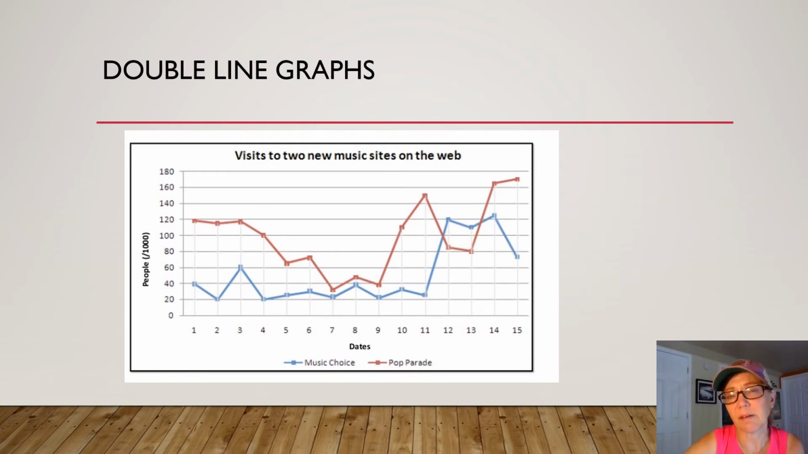A double line graph is the same thing. You're showing a trend over time, but this time you're also comparing 2 things. In this particular graph, the blue is a website called Music Choice, and the red is a website called Pop Parade, and they're showing the trends over time of the visits to those 2 websites.